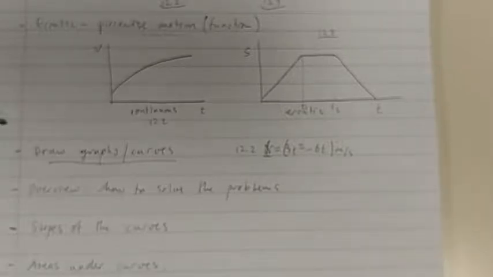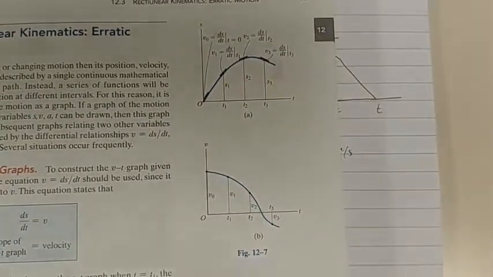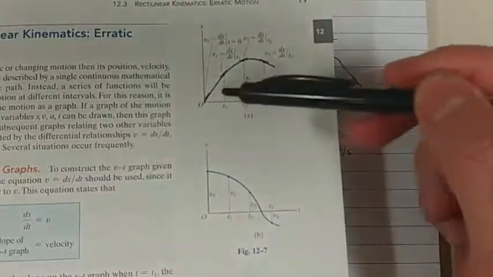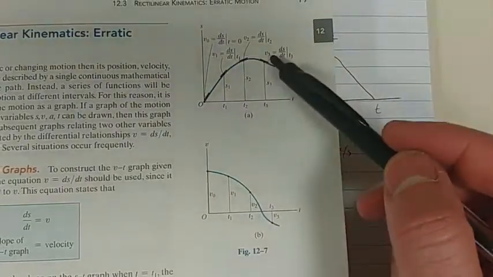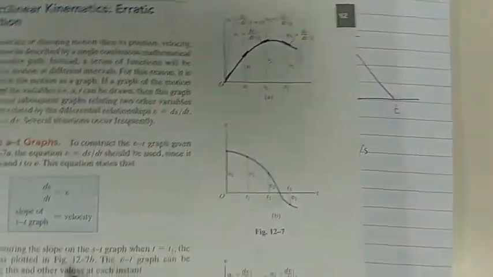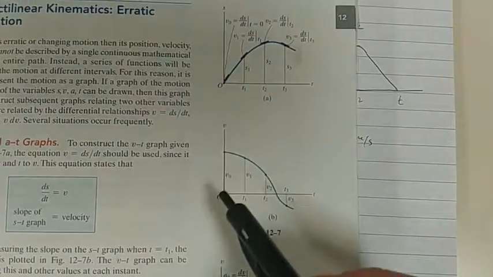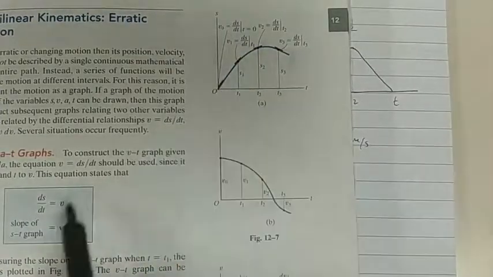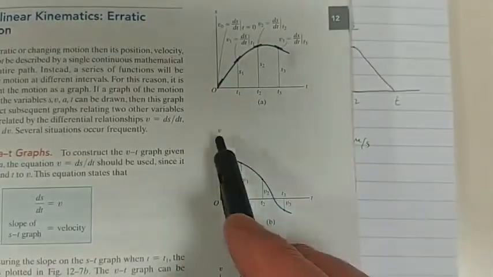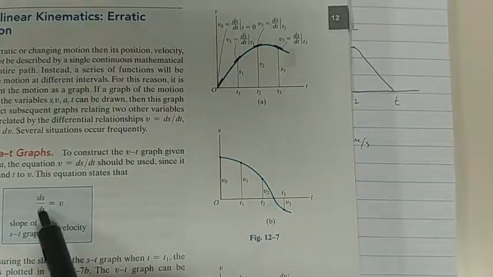For example, this is just conceptual. If we've got a position time curve, how do we construct the velocity time curve from the position time curve? I'm not going to go through all of this because I'd rather do an example. This is just a basic idea. If we want the velocity from the position, and it's a position time curve, we need to take the slope of the position time curve.